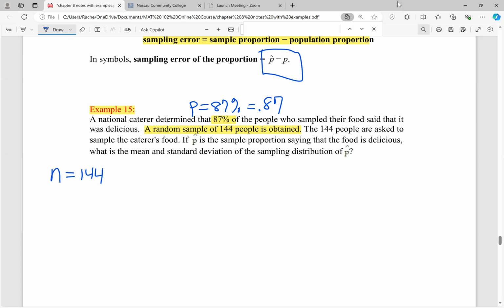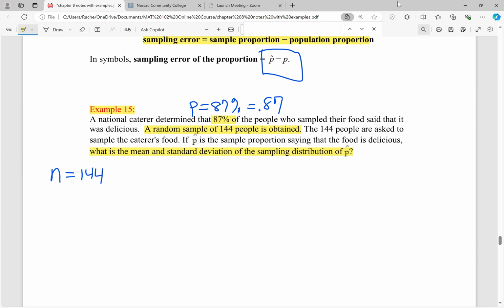So my question is, what is the mean and the standard deviation of all the P hats? So in other words, for every possible sample of 144 people, imagine measuring the percent or the proportion P hat that said the food is delicious. For every single different sample of 144 people, we're going to have a different P hat, a different proportion that says, yes, the food is delicious. If I were to take the mean of all those P hats and the standard deviation of all those P hats, what would they be equal to?